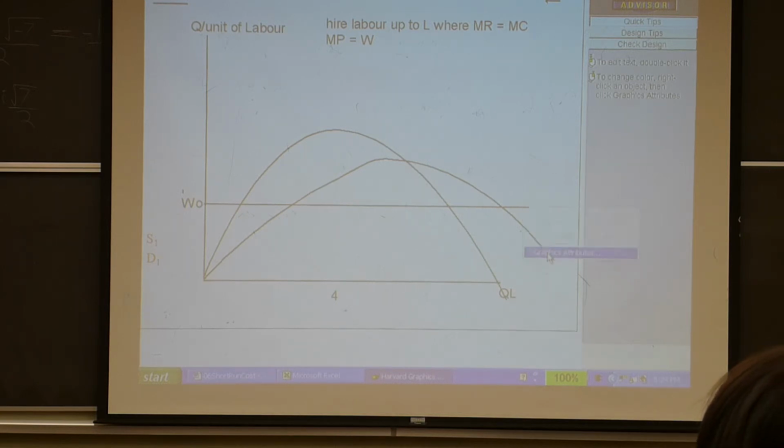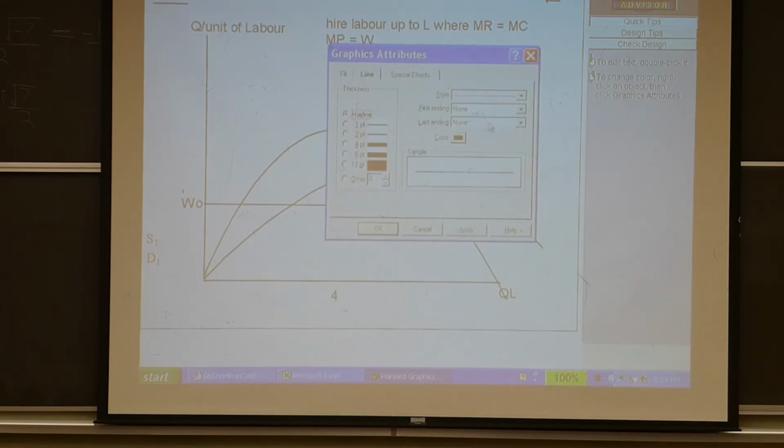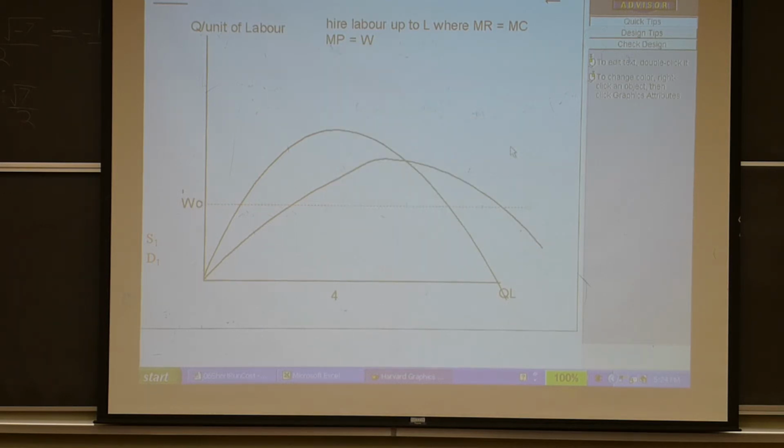If this is the wage rate like this, I want everybody to look at this and tell me according to the rule. You don't necessarily have to understand the rule right now. How many workers do I hire? Do I hire this amount of workers? Or this amount? What does the rule tell me I hire? How many workers do I hire according to the rule?